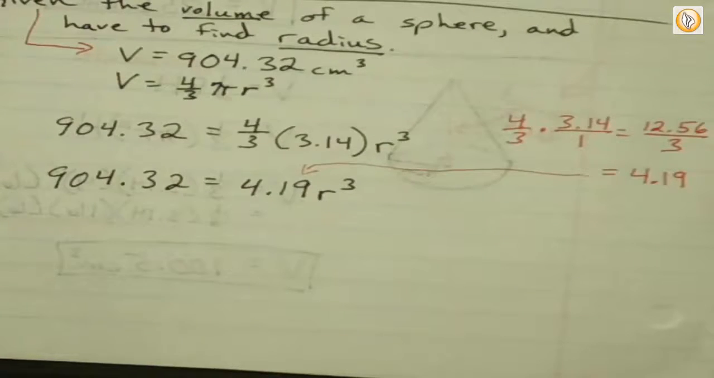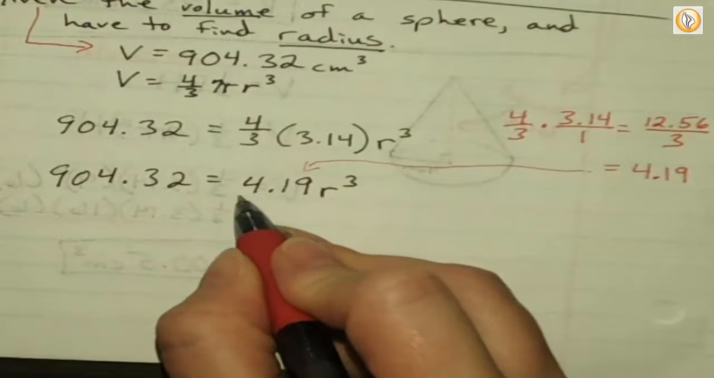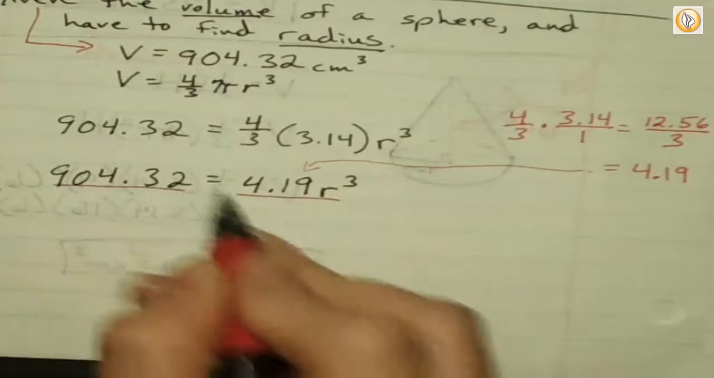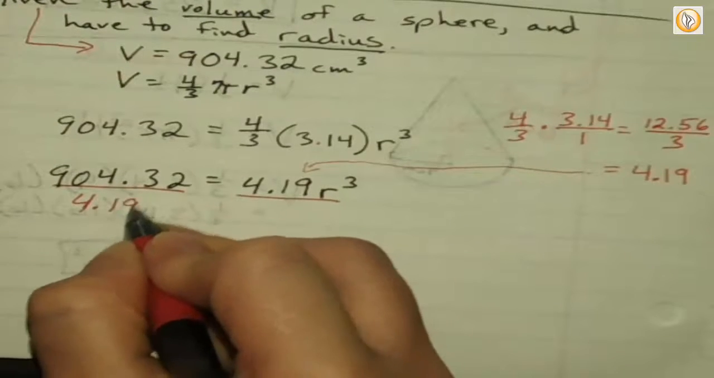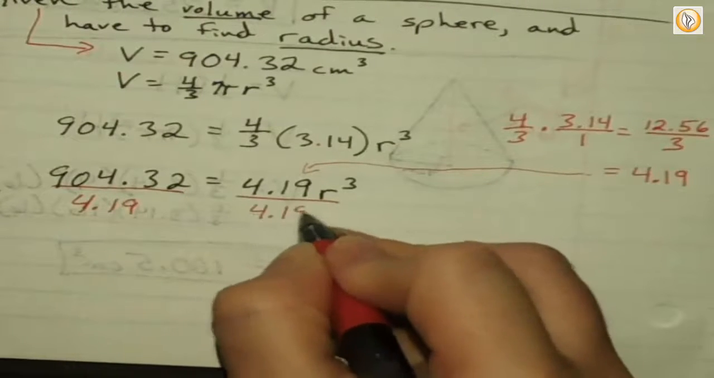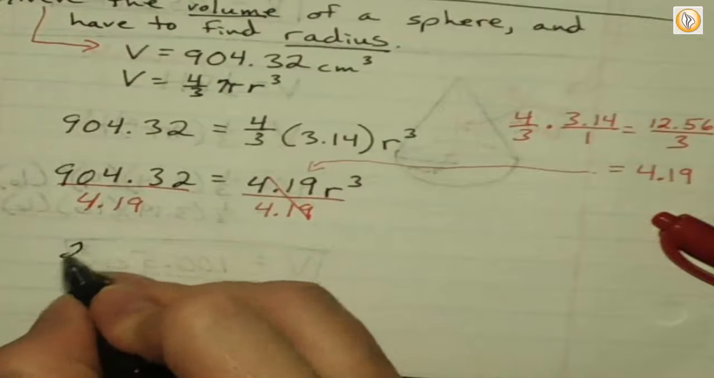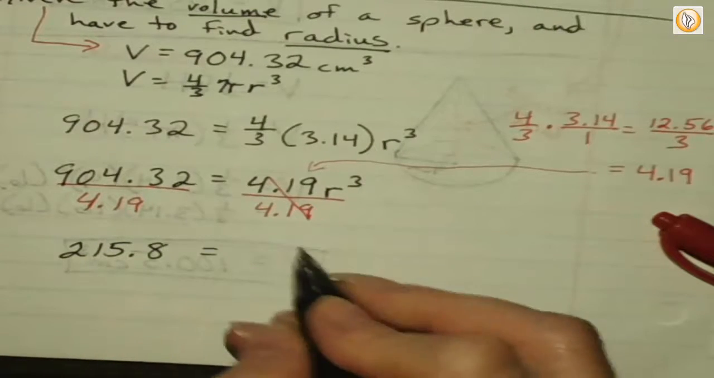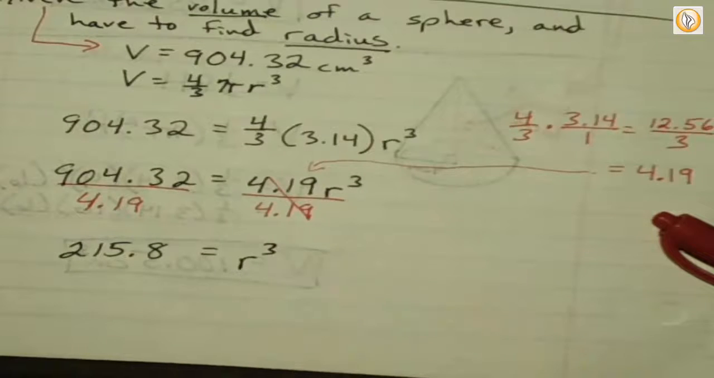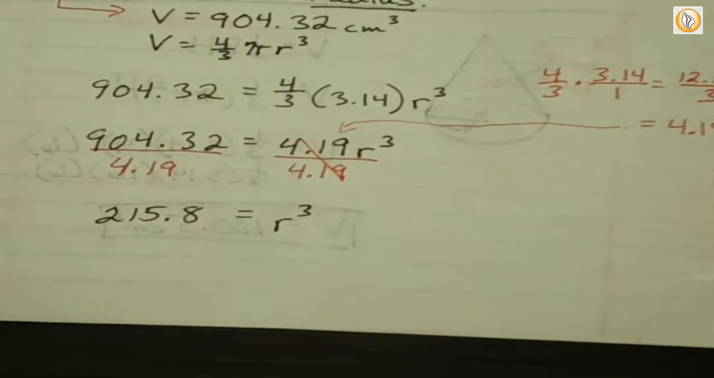Now what do I do, Cecilia? You divide 904.32 by 4.19. That's right, because we're isolating the variable. And I get 215.8 equals r cubed.